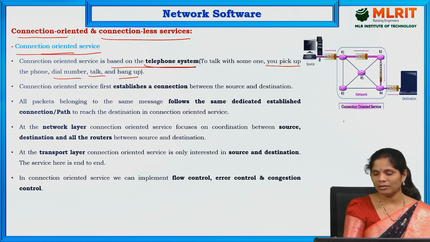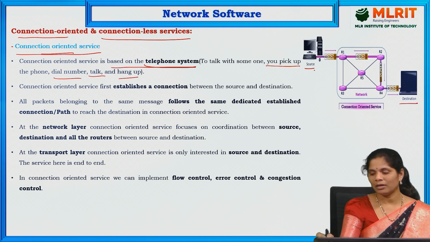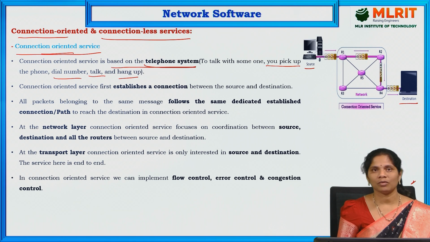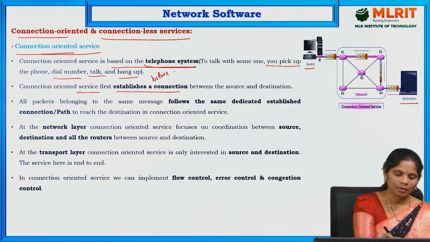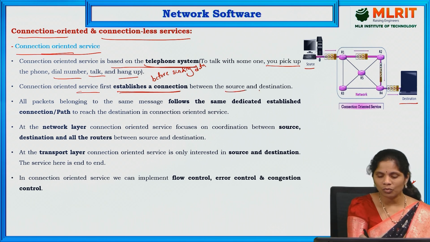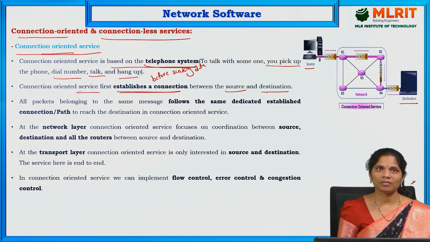See this picture here, source is there, destination is there. If I want to send data from source to destination, first I have to communicate with the device, meaning I have to select the route to send the particular data. That is connection oriented. This connection oriented service first establishes the connection before sending the data. First we have to establish the connection between the source and destination, then only we can transfer the data. That is connection oriented service.